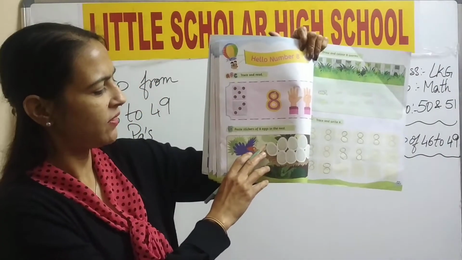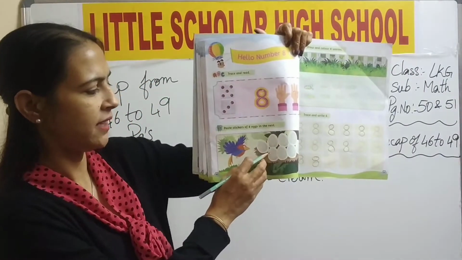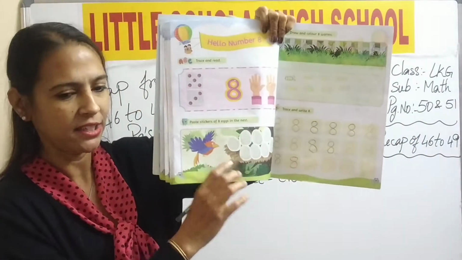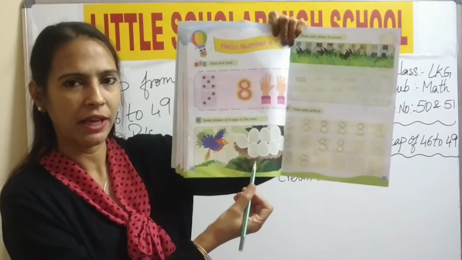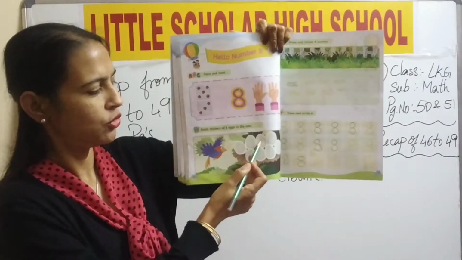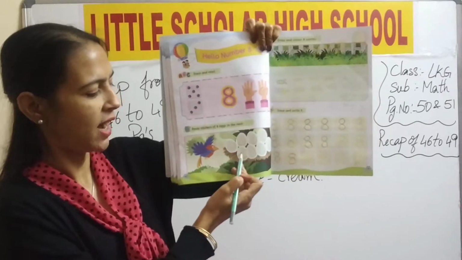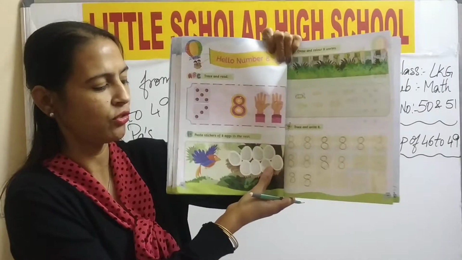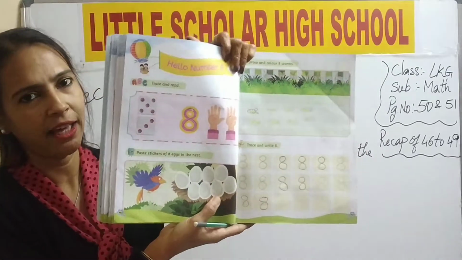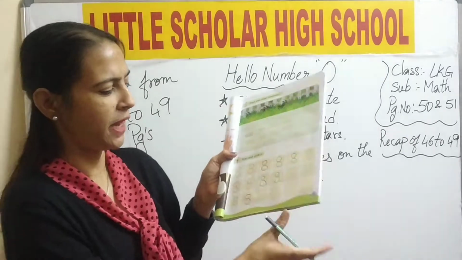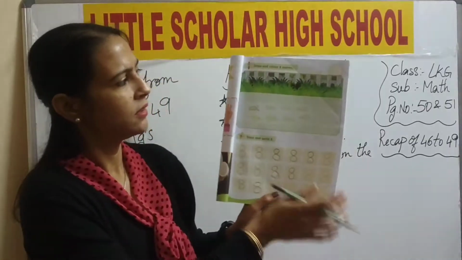Okay. Now, here we have done paste the eggs. Paste the stickers of 8 eggs in the nest. So, how many eggs did this bird lay? 8 eggs. And how many did we paste on the nest? Let us count. 1, 2, 3, 4, 5, 6, 7, 8. 8 eggs. And the next page, page number 47.